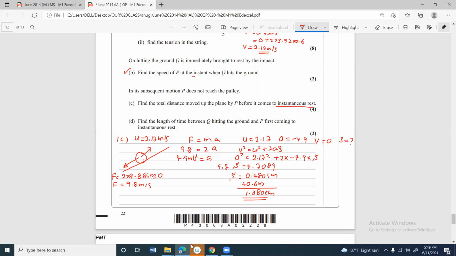So for this part, we can apply v equals u plus at. v is 0, until it comes to rest, u is 2.17, and the acceleration is the deceleration over here, minus 4.9, into t. With this, you get the value for t, which is 2.17 divided by 4.9. That is 0.44 seconds. That's the answer for that, and that's the way of getting this. Right, okay, let's go.